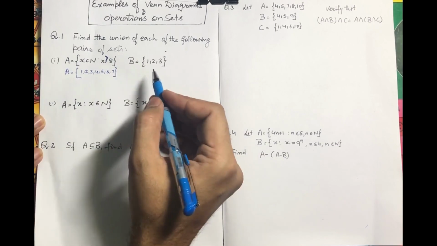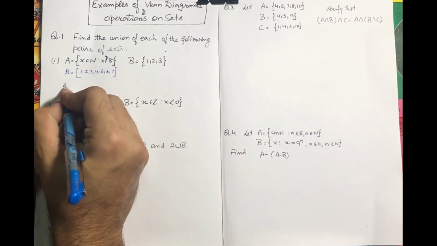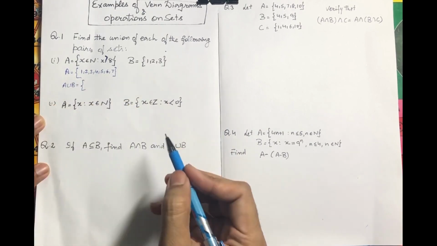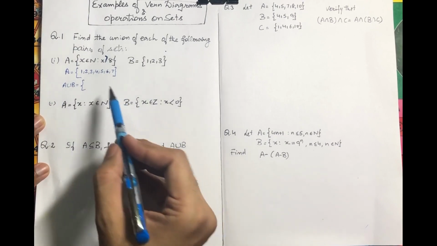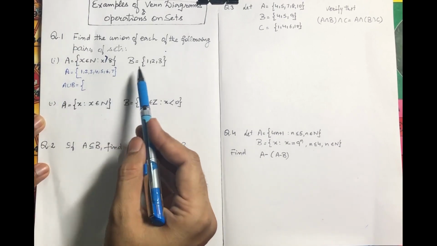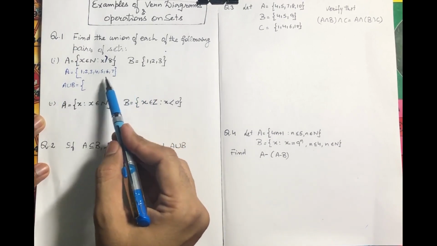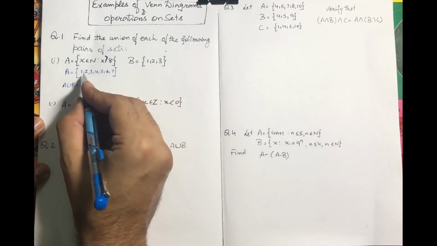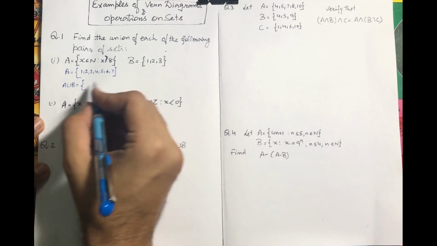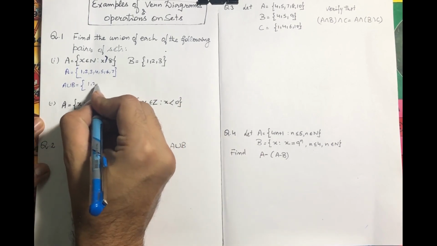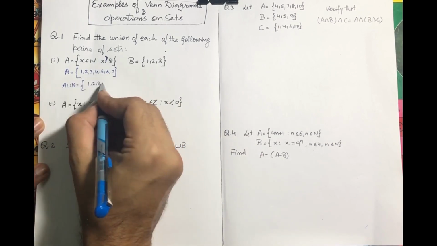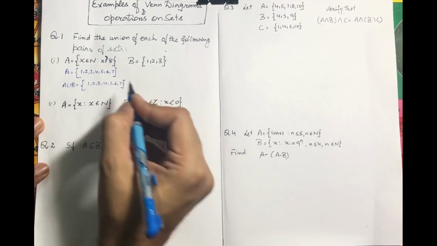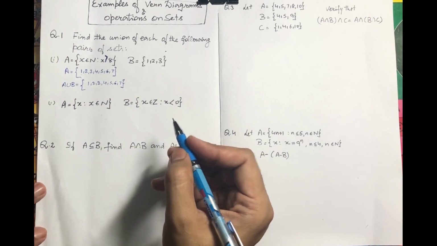So we can easily find the union of these two sets, A union B. By definition of union, elements of A and elements of B, and the common elements are written only once. So 1, 2, 3 are common to both of them, so we write them once, and then the elements of A: 4, 5, 6, 7. So this is the union of A and B.